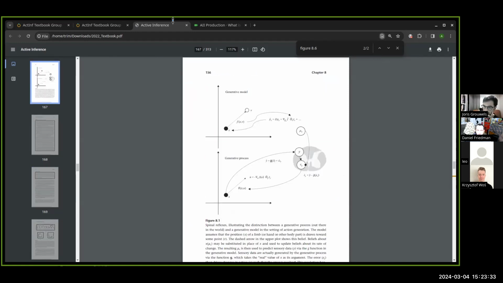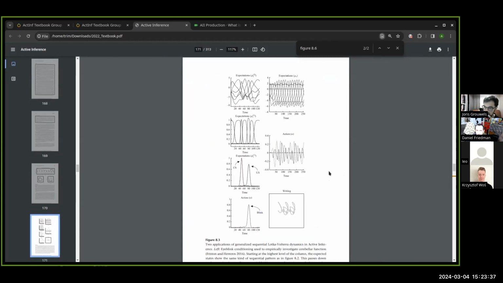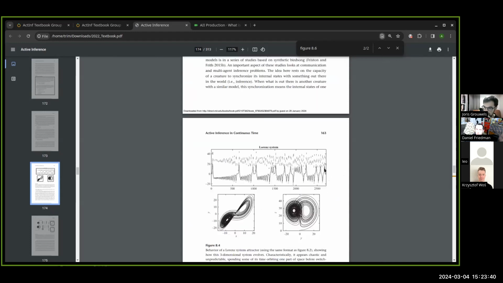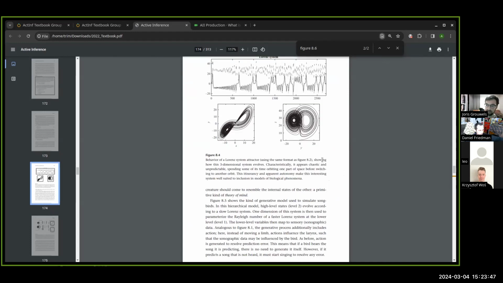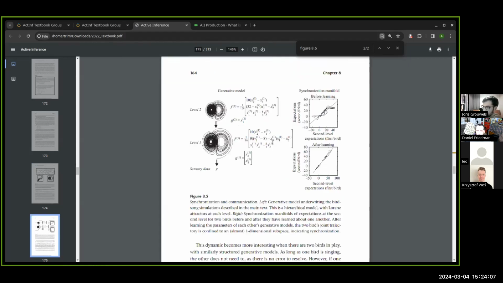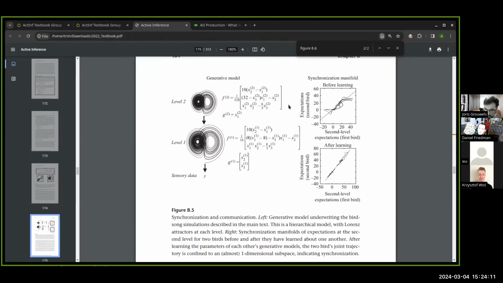I have a little small question about this bird system with the chaotic attractors or chaotic behavior. So if I remember right, then chaotic behavior, by definition, it means that you only have a limited horizon where you can predict what is going to happen. Still, these birds seem to be able to synchronize. If I look at figure 8.5, does it mean that even after learning, they don't synchronize perfectly? They sometimes lose each other, but they stay quite close.